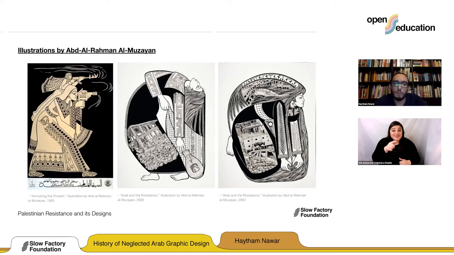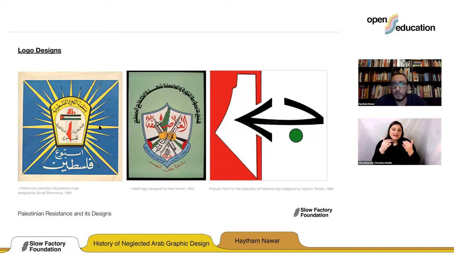Logos designed which relate to the Palestinian cause: the Palestinian Liberation Organization logo, 1964, by Ismail Shamoud. It's not really a logo, it's a lot of elements: the flag, the map, the flame, the name, the sun. It's a lot, but at that time that was very expressive for the cause.